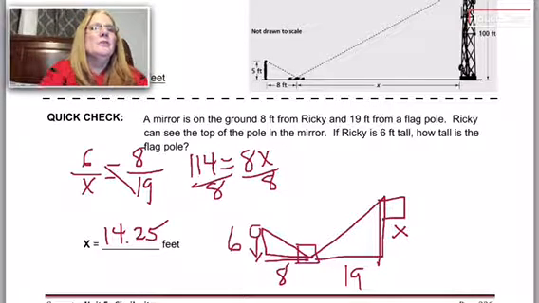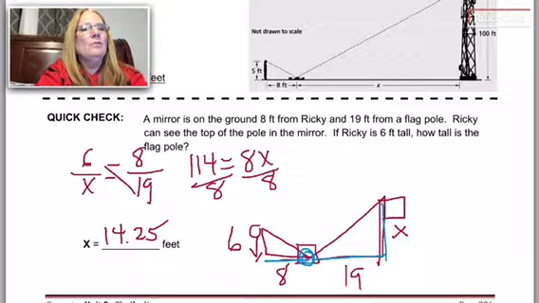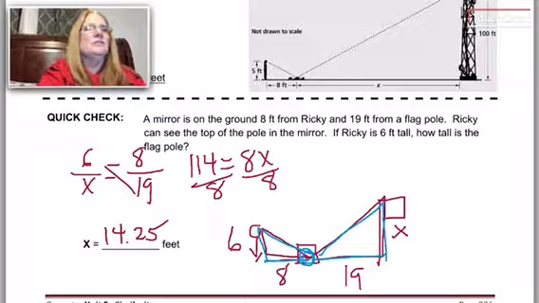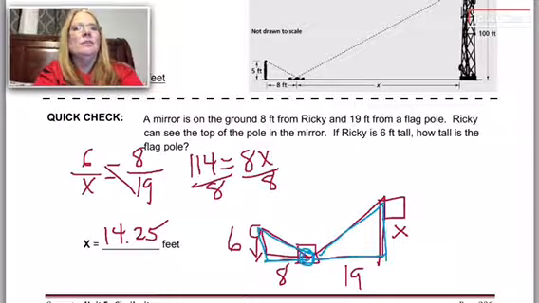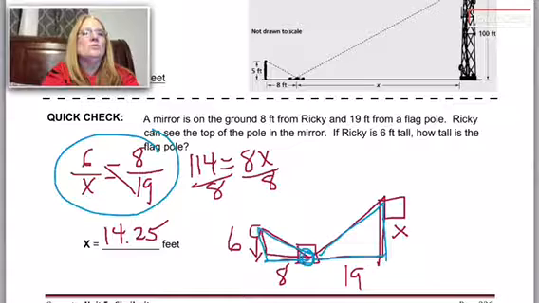Okay, a mirror is on the ground 8 feet from Ricky and 19 feet from a flagpole. So here's the mirror, and it's 19 feet this way and 8 feet this way. And then we want to know how tall is the flagpole, and we look at this person is 6 feet tall. So I've set up my proportions. 6 over x equals 8 over 19, and when I cross multiply and divide, I get x is 14.25 feet. It's the last example.